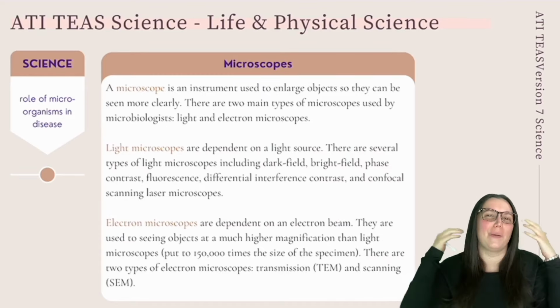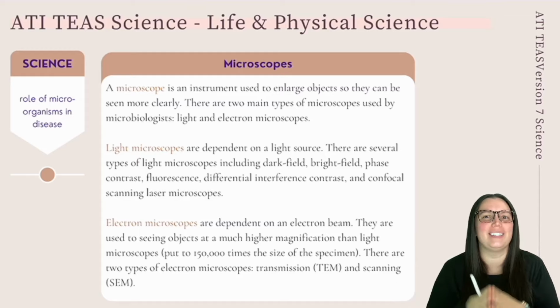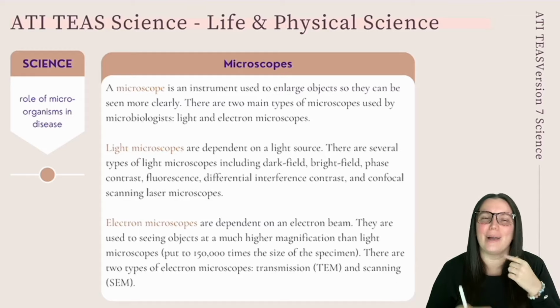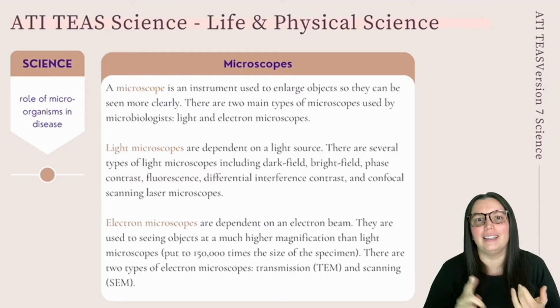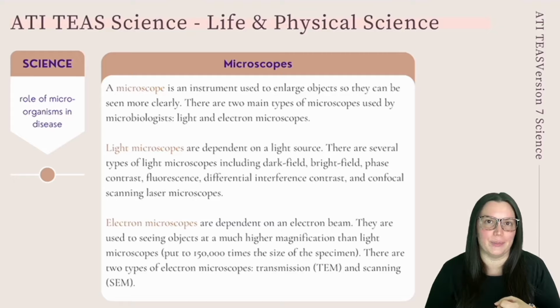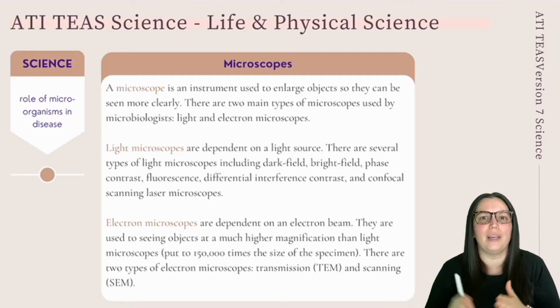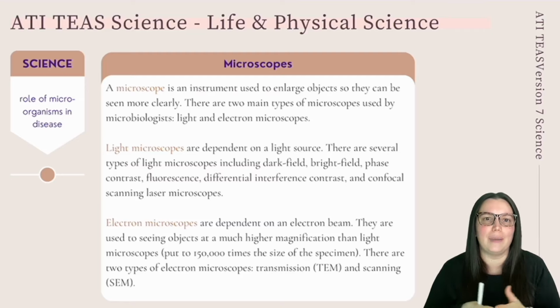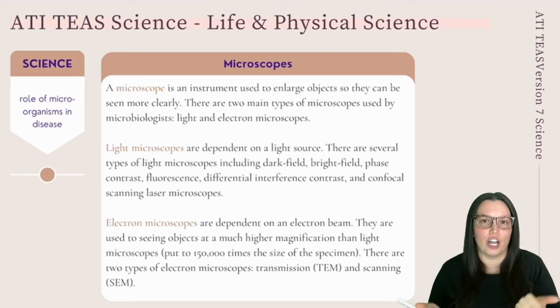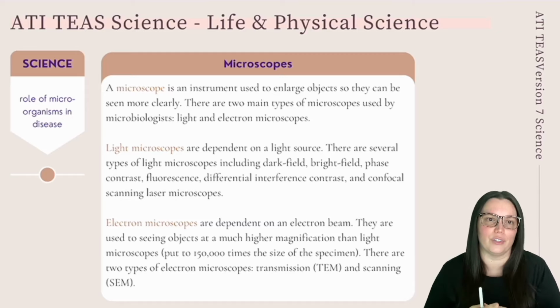And lastly, we have our microscopes. These are instruments that are used to enlarge objects that cannot be seen with the naked eye. There are two different kinds of microscopes: light and electron microscopes. Light microscopes are dependent on a light source, right? It's within the name. There are several types of light microscopes, including dark field, bright field, phase contrast, fluorescence, differential interference contrast, and confocal scanning laser microscopes.